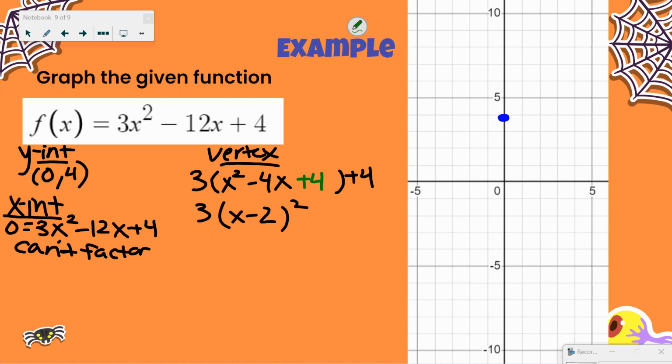So what value did you really add? 12. So if I added 12, what should we do instead? So what would our k value be? Great job. So where's our vertex? 2. Good job. So the x value is 2, the y value is negative 8.